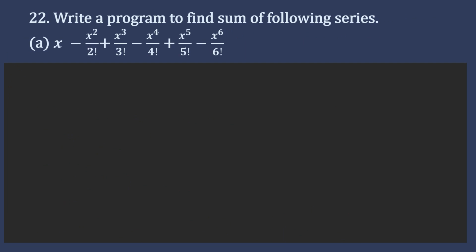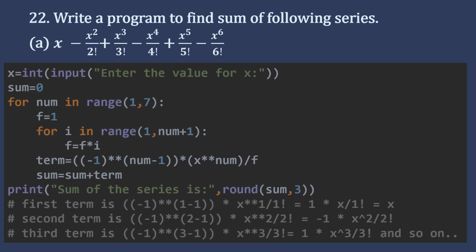Now write a program to find the sum of the following series. The series is like this: x minus x squared by 2 factorial plus x cubed by 3 factorial minus x to the power 4 by 4 factorial, like this. So there are total 7 terms.